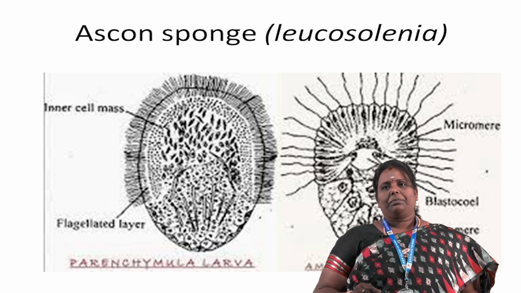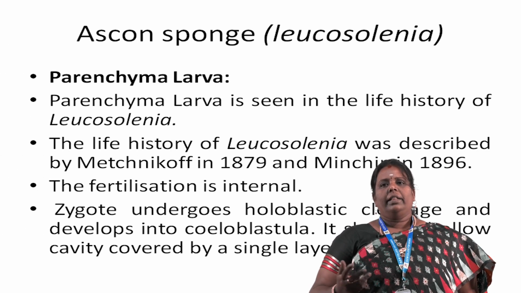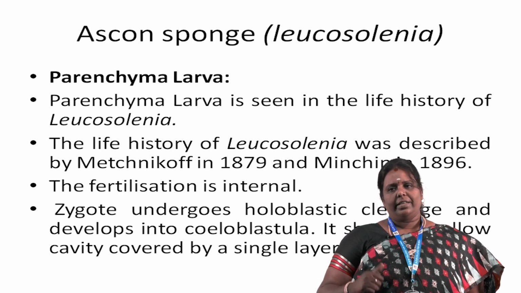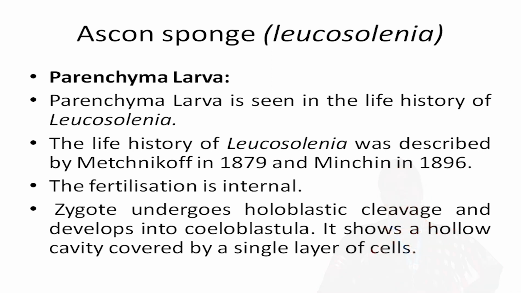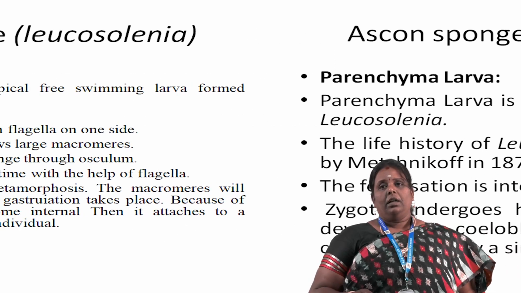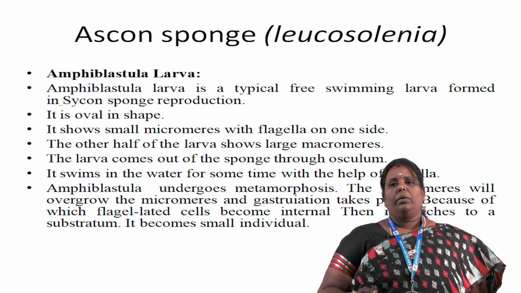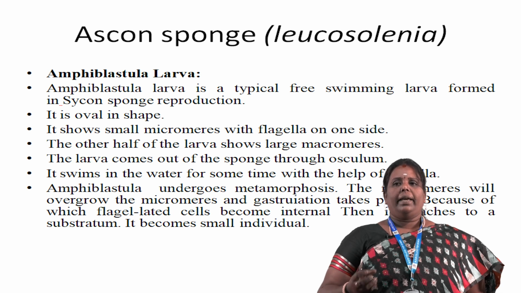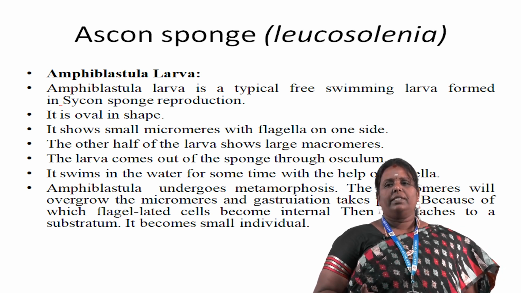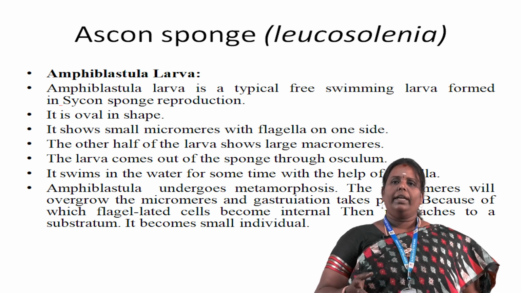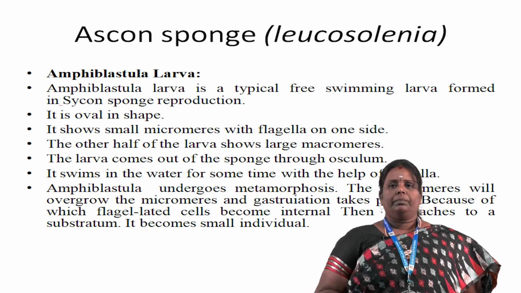Next, the parenchymula larva. The life history of Leucosolenia has been identified by some scientists. Fertilization is internal fertilization. Cleavage is also there, and the hollow cavity is covered by a layer of cells. Next, the amphiblastula larva: I have already explained the micromeres, macromeres and osculum. Everything is present, and metamorphosis also occurs in the amphiblastula larva.